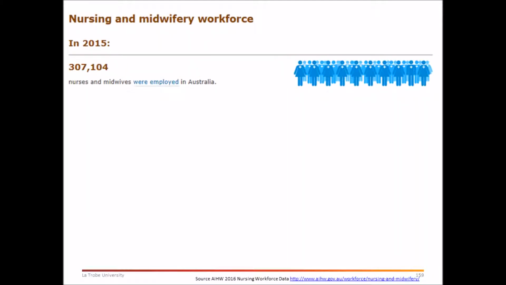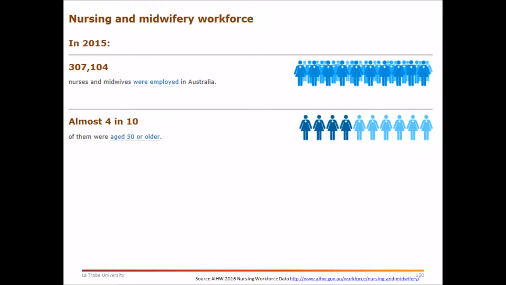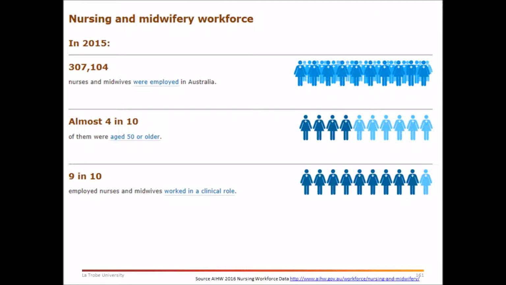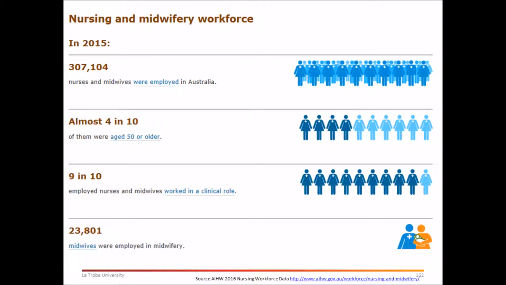leave arrangements. Nursing, on the other hand, is the most numerous workforce in Australia. There are more nurses than all the other health professionals combined. In 2015, we had over 300,000 nurses and midwives in Australia, but nearly half of them, 4 in 10, were aged 50 or older. 9 out of 10 work in a clinical role, and of these 300,000 nurses, nearly 24,000 were involved in midwifery.